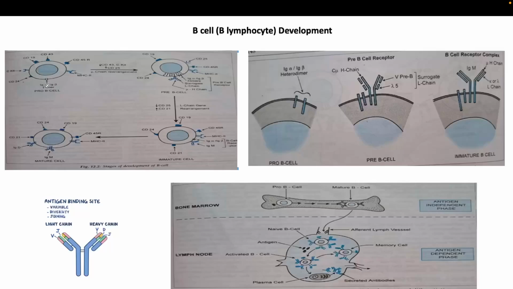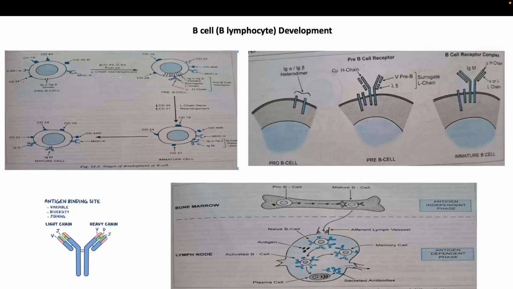So this is the marker. Suppose you are having multiple cells, whatever marker is present on the cell surface, accordingly we can identify which stage of development this cell is at, right? So these are the pro B cell markers: CD19, CD43, CD45R and CD24, as well as immunoglobulin alpha and beta, which are now being synthesized. It has just started here in the case of the pro B cell.